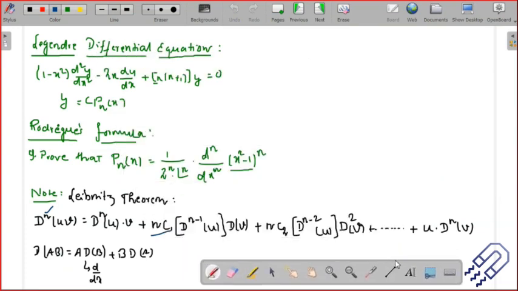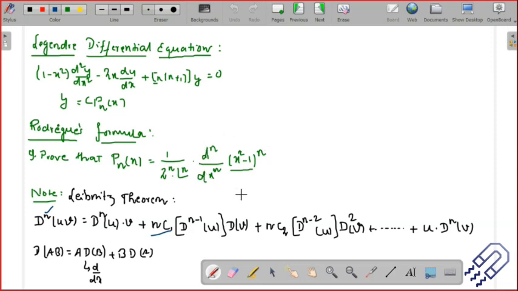We are talking about the Legendre differential equation, which should be of this form, and the solution for such an equation is c into Pn(x), where Pn(x) is the Legendre polynomial. Now there is a formula called the Rodrigues formula, and here you have to prove that the Legendre polynomial is equal to 1 divided by 2 to the power n factorial n, d^n/dx^n of (x square minus 1) to the power n, right? So we have to do it.